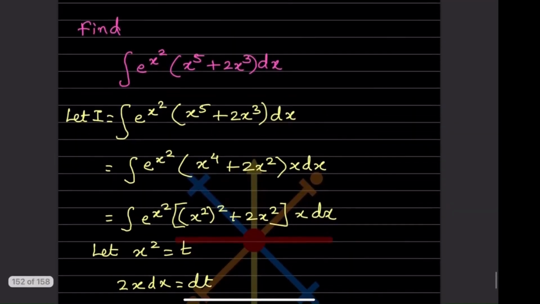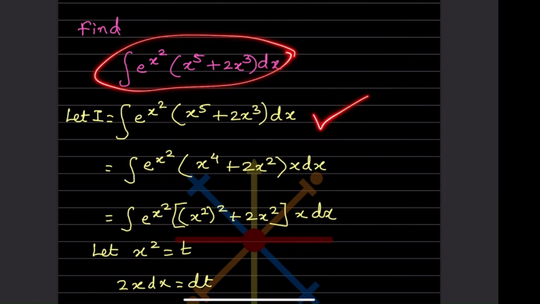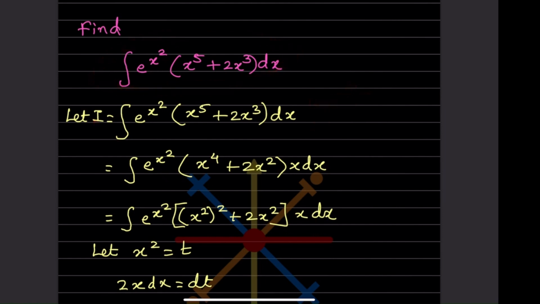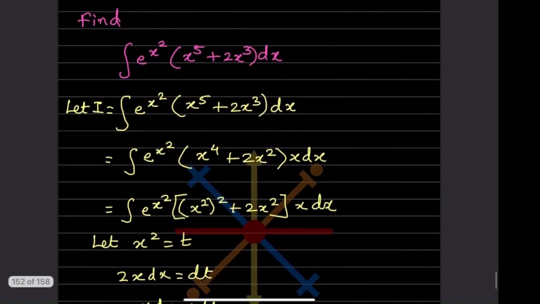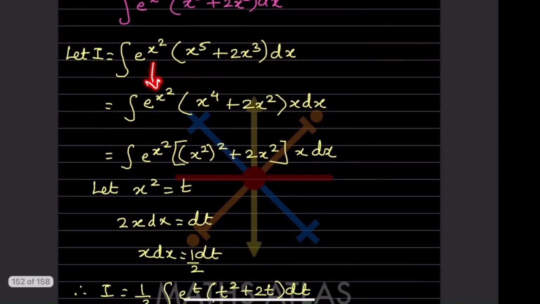Now here you have to find the integration of e raised to x square, into x raised to 5 plus 2x cube, dx. So we will consider this whole part as I. Now, for this one we can keep e raised to x square the same, and from this one we can take x common. So what will remain is x raised to 4 plus 2x square, and x we take here, and that is dx.